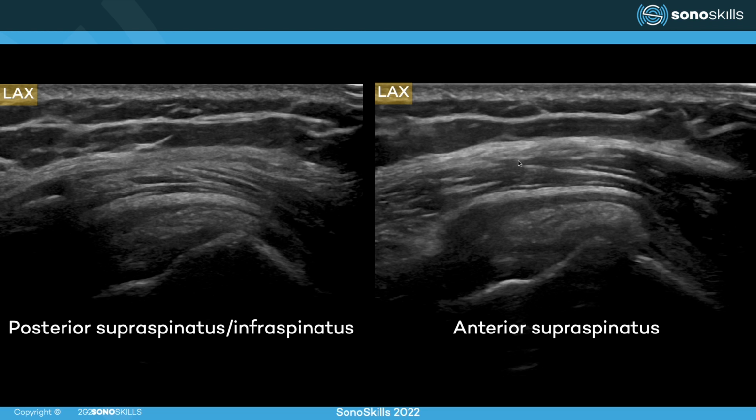And this is the same patient, posteriorly on the left side, anteriorly on the right side, same supraspinatus, but in this case, it shows that there is no impingement at the acromion, but there is an impingement at coracoacromial level. So you need to really scan both parts, anteriorly and posteriorly, to have a clue about whether there is a supraspinatus impingement going on.